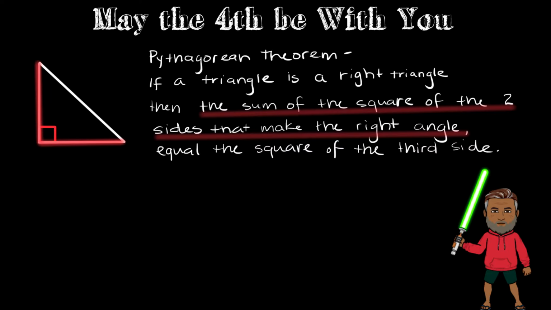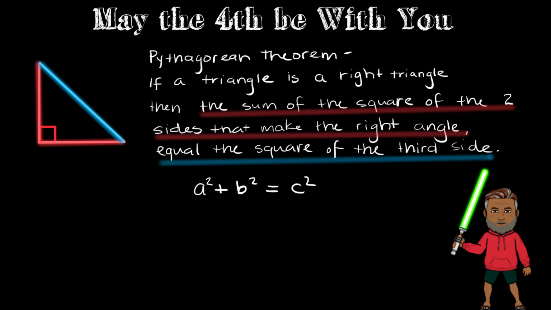Moving on, the third side. The third side is the side that does not touch the right angle. That's across from it, okay? So those are our focuses. Now, the reason why I bring those up is because the formula for the Pythagorean Theorem is often written as a to the power of 2 plus b to the power of 2 is equal to c to the power of 2, or a squared plus b squared equals c squared.